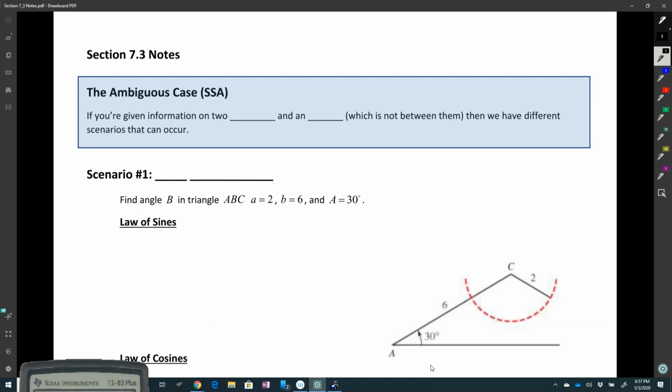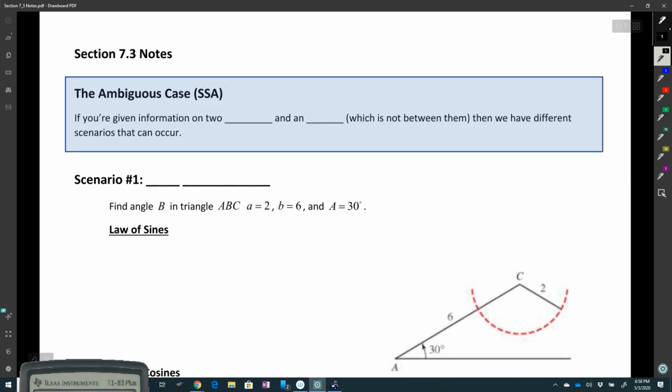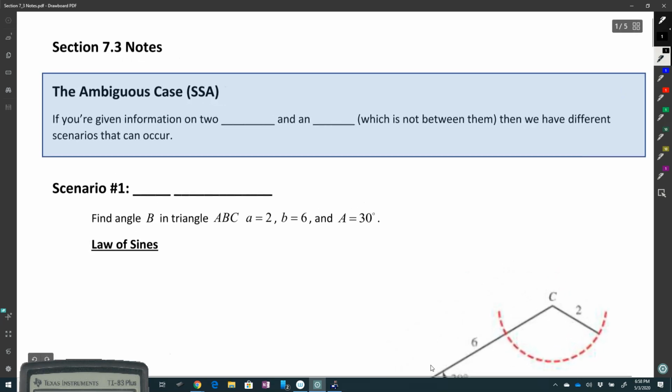Hey everybody, the last lecture. So this is it, 7.3. This section's over what's called the ambiguous case, side-side angle.